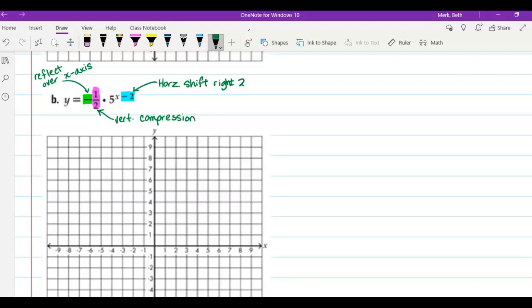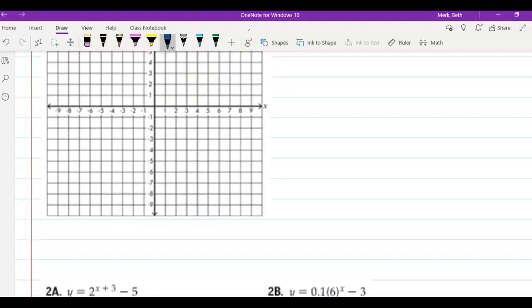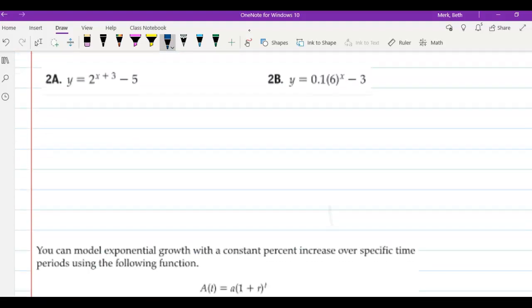Remember, our parent function would have been y equals 5 to the x. Y equals b, the base is 5, to the x. So what did I do to this? I subtracted 2 in the exponent, and I put a negative 1/2 in front. Causes all of these changes. Again, if you type this into your calculator, get a table of values, you could plot that.